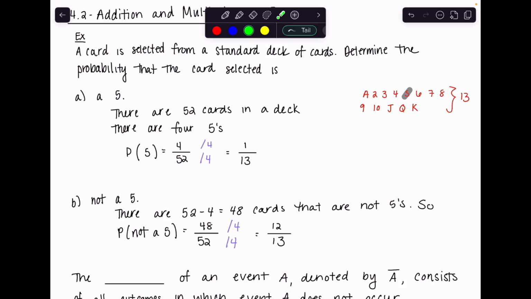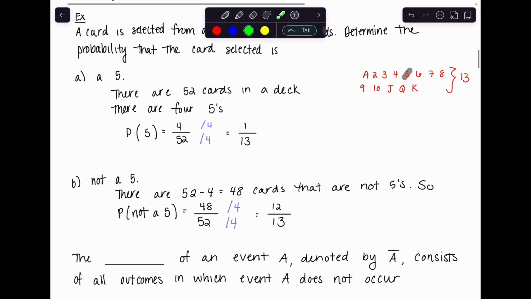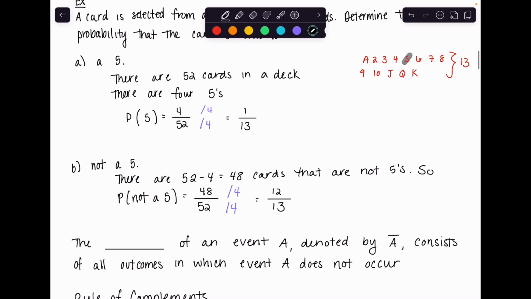So when you have two events like this, you have event A, which is getting a 5, and then this, what we kind of consider to be an opposite event, not a 5. We call that the complement. The complement of an event A, which is denoted by A with a bar on top, consists of all outcomes in which event A does not occur, okay?